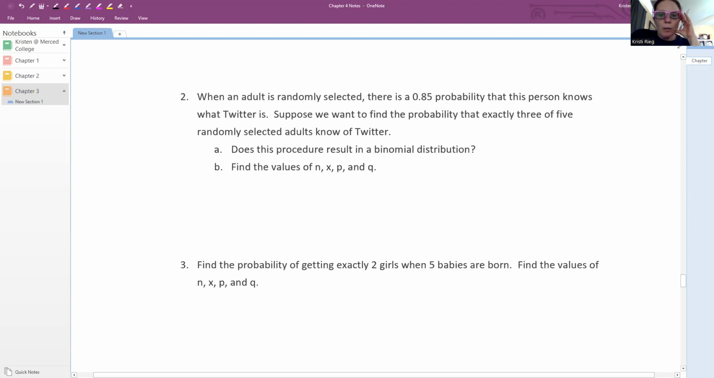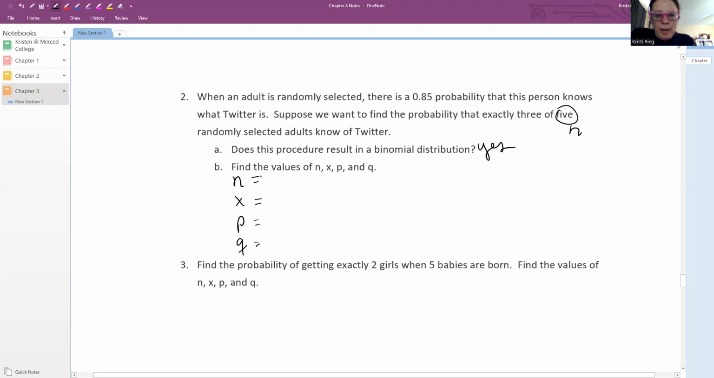All right, so first of all, the big question is, do we know how many people, and can we find a success and a failure? We know that 5 people were asked, so n equals 5. Is there a success or failure? Well, the question is, do you know about Twitter? The answers are yes or no. So yes, it is a binomial distribution. And so now we can find the values of n, x, p, and q. After we do this, we'll put it in the calculator.